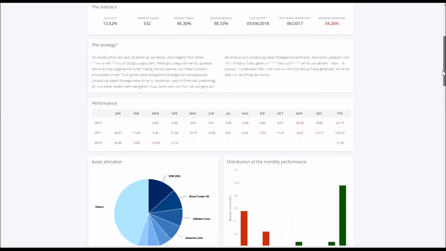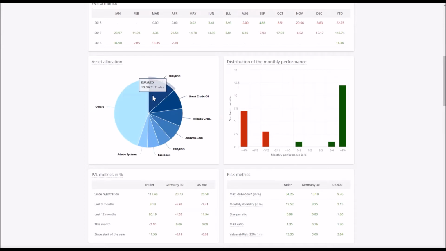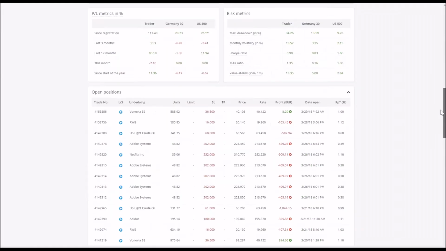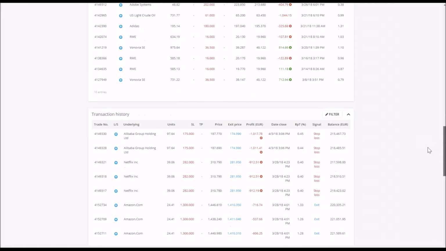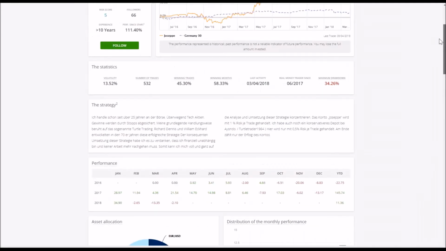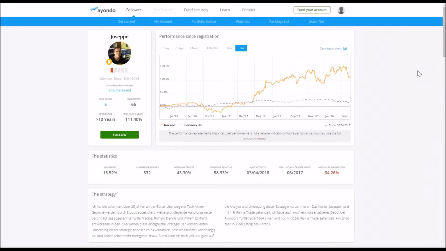Again, it looks to trade a mix of markets. Euro, 13% of trades were Euro. Brent, so crude oil, was nearly 10%. Alibaba, 8.5%, and so it goes on. And if you want to, you can see things such as their open P&L, closed trades, all of that sort of stuff.